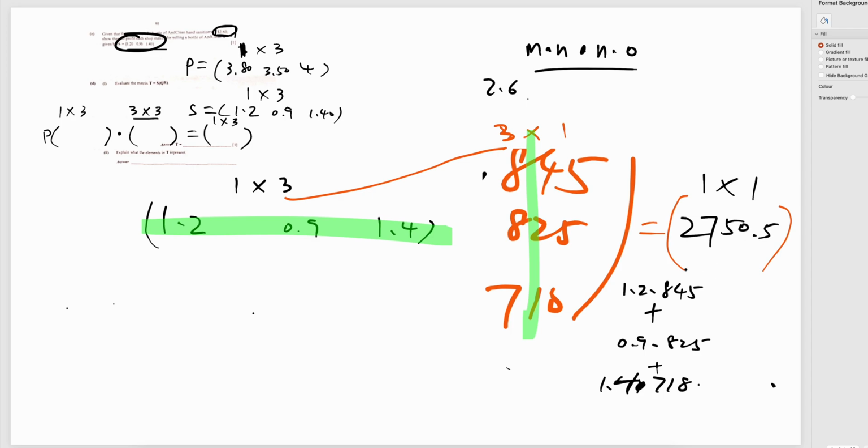They will usually ask you what this represents. This represents the profit, because this is the profit multiplied by the number of bottles in A, B, and C. So this is the total profit for all the shops. Explain what the element T represents: the total profit for all shops for the past 3 months, December, January, and February. So that's how you do this question.